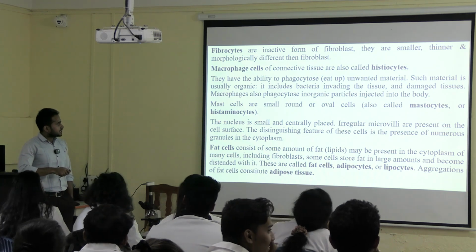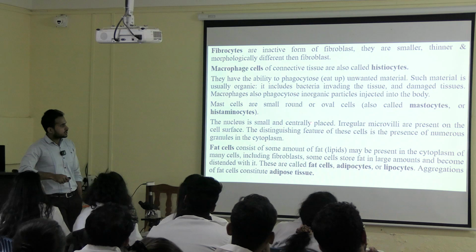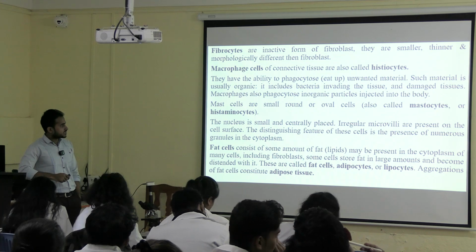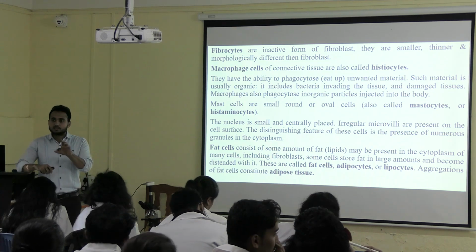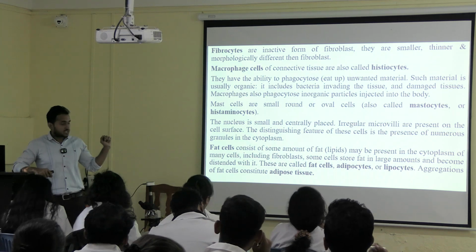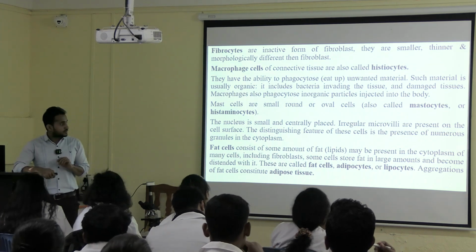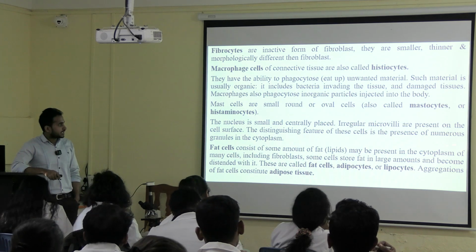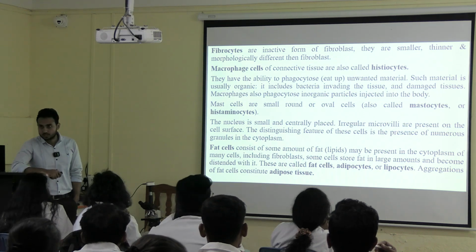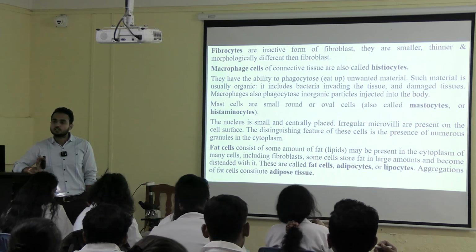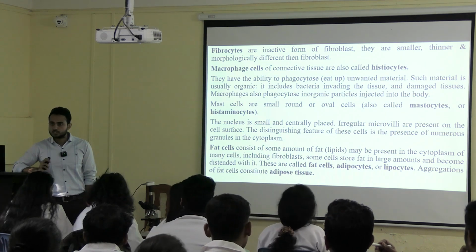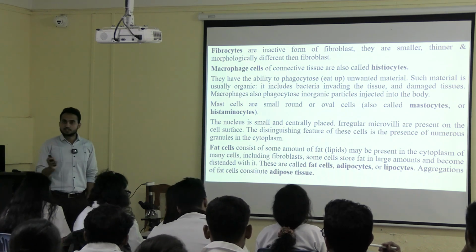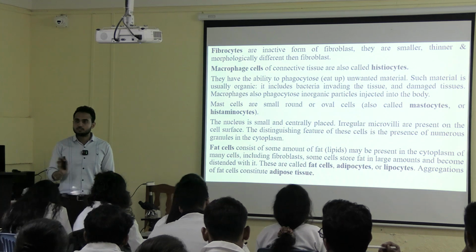If you see the mast cells, the nucleus is small and centrally placed, and irregular microvilli are present on the cell surface. If you see the mast cell, especially the histaminocytes, under the microscope, you will observe that the nucleus is present centrally, and they have irregular microvilli on the cell surface. You have studied the epithelial tissue chapter, and I hope you know what microvilli are.